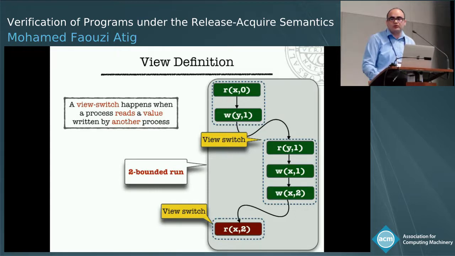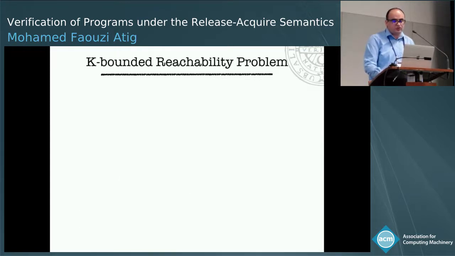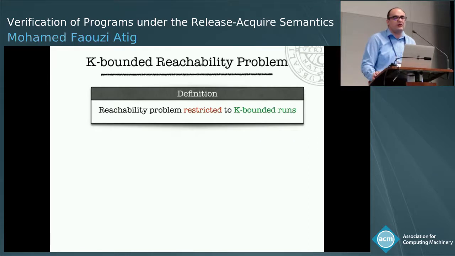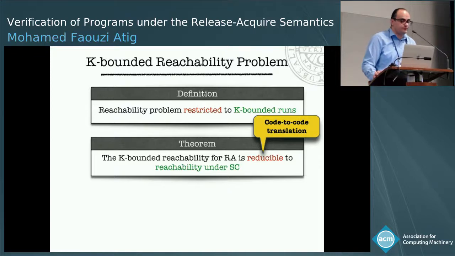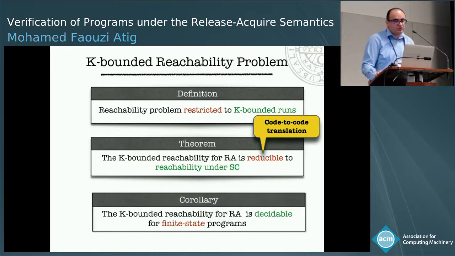So this is a two-bounded run, and what we are interested in is restricting reachability to only k-bounded runs. What we show is that the k-bounded run reachability problem can be reduced to reachability under SC within a bounded number of context switches. And this reduction is done code to code. So we have an input program, we rewrite it adding a few variables, and then we analyze the instrumented program. And as a corollary, the k-bounded reachability problem is decidable for finite-state programs.